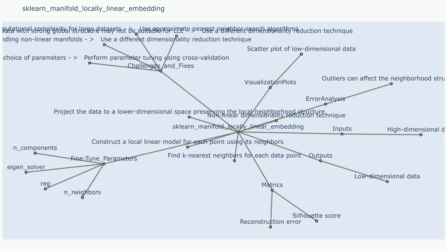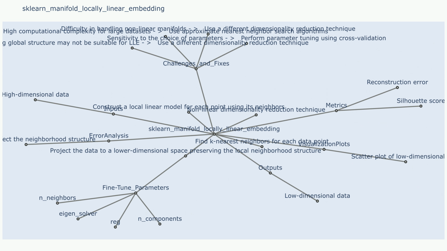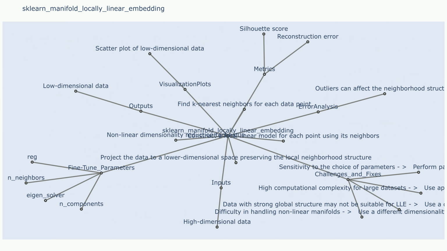Steps: find the k nearest neighbors for each data point. Compute the weights that linearly reconstruct each data point from its neighbors. Minimize the reconstruction error in a lower dimensional space by finding the embedding that preserves the local neighborhood relationships as much as possible. Metrics: reconstruction error measures how well the original data can be reconstructed from its neighbors. In the lower dimensional embedding, lower reconstruction error indicates better preservation of local relationships.